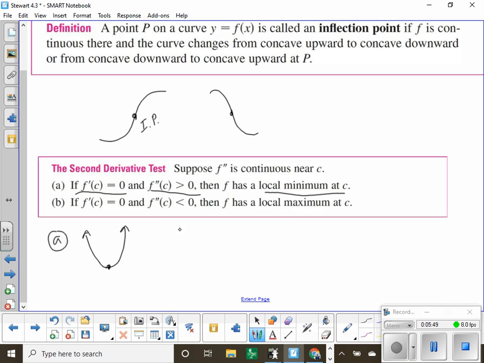And then the B is the opposite. This says we have concave down and we have a stationary point because the derivative is set equal to 0. So like this is point C is what they're talking about, point C. Then it is a local maximum. So that's what's going on with that.